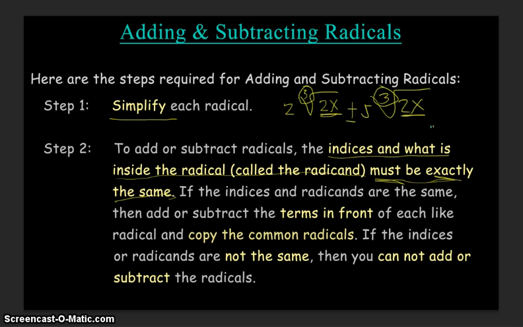Okay, so if the indices and radicands are the same, then add or subtract the terms in front. So ito lang yung i-add or i-minus natin, and then copy the common radicals. So, isulat lang natin yung pagkatapos i-add or i-minus, i-copy lang natin yung common. So, isa lang isusulat natin dyan, yung common lang.